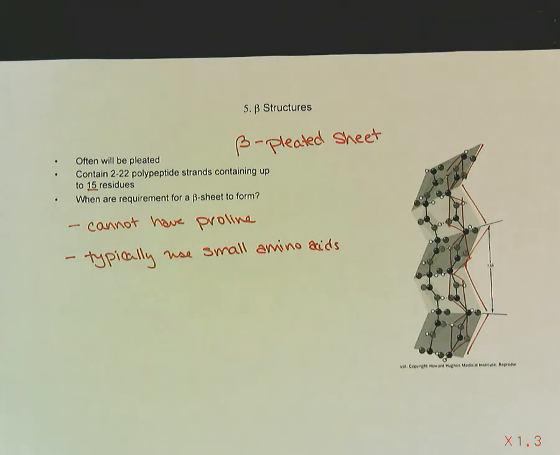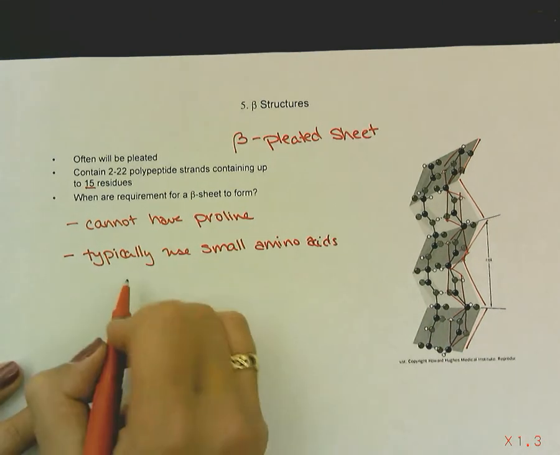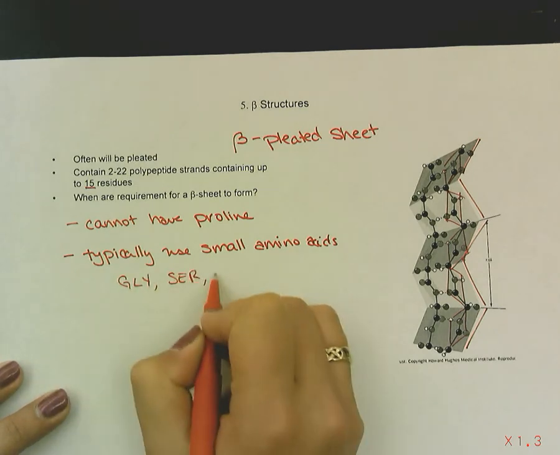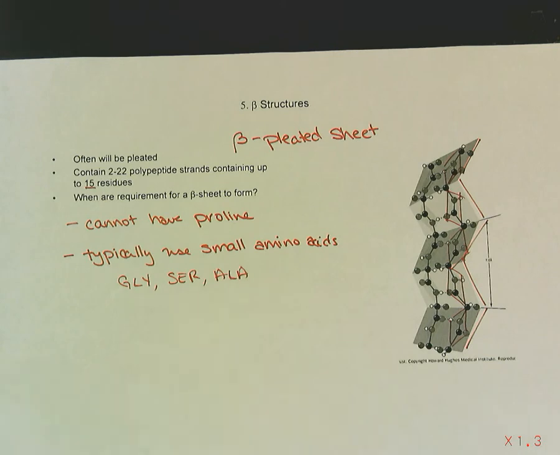We typically are going to use smaller amino acids, things like glycine, serine, alanine. Amino acids that do not have large R groups. They just have either a CH2 or just an H, things like that, so smaller ones.